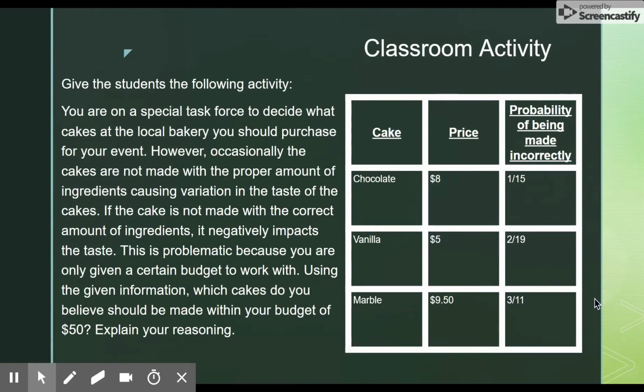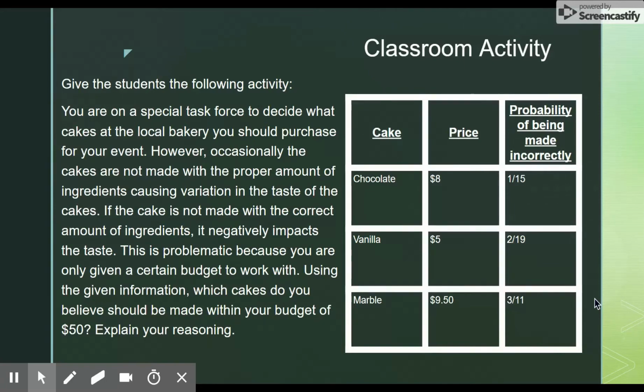So after doing this, we realized that there were many implications that you could use in a classroom. The classroom activity that we have created is we would give the students the following activity. You're on a special task force to decide what cakes at the local bakery you should purchase for your event. However, occasionally the cakes are not made with the proper amount of ingredients, causing variation in the taste of the cakes. If the cake is not made with the correct amount of ingredients, it negatively impacts the taste. This is problematic because you are only given a certain budget to work with. Using the given information, which cakes do you believe should be made with your budget of $50?